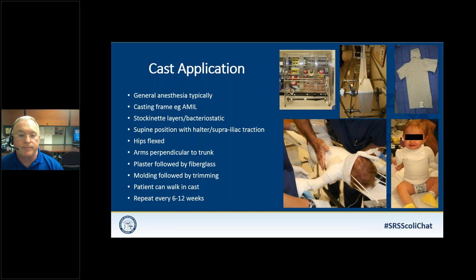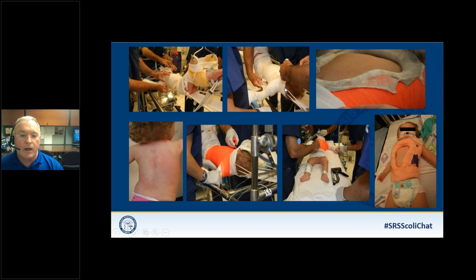Here's some other highlights of the casting methodology with inline traction and hip flexion. Here's a patient getting the fiberglass layer and then some trimming, and the finished product emphasizes adequate room for the abdomen and the chest, adequate room for the hips, adequate room for the arms to move, and of course, adequate room for the neck area. And here's an example of someone who's just freshly out of a cast, showing that while the contact areas do have a little bit of evidence of pressure, pressure sores typically aren't a real problem for the majority of patients.